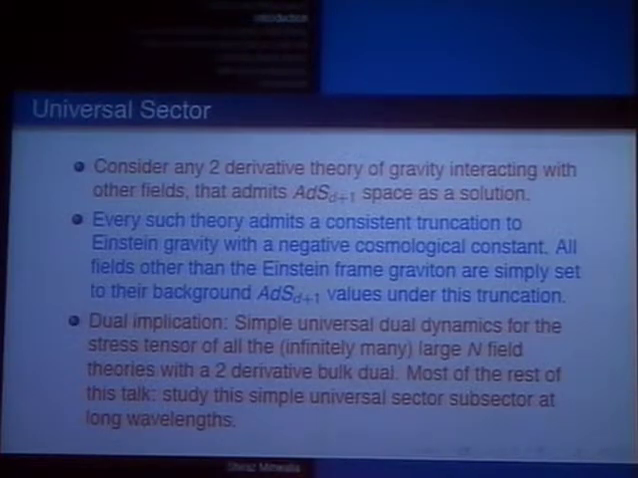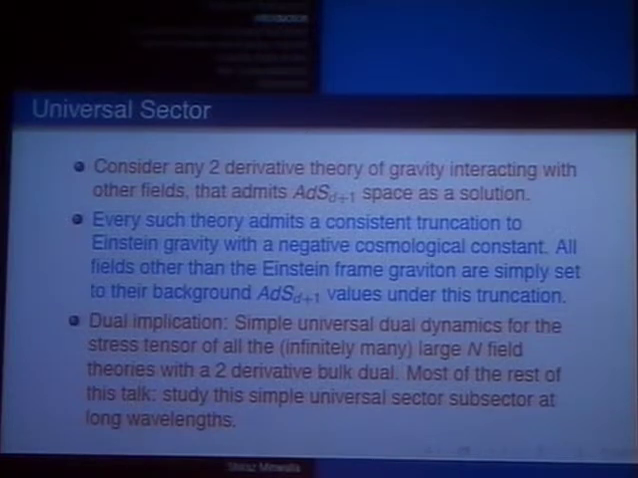So far I've been talking about N=4 Yang-Mills theory, but let me broaden my canvas a little bit. Let me look at any field theory that has a dual description in terms of a two-derivative theory of gravity interacting with other fields on an AdS space. So the bulk equations of motion we're considering are two-derivative gravity interacting with other fields, and the only property of these equations that I'll require is that these equations admit AdS_{d+1} as a solution.